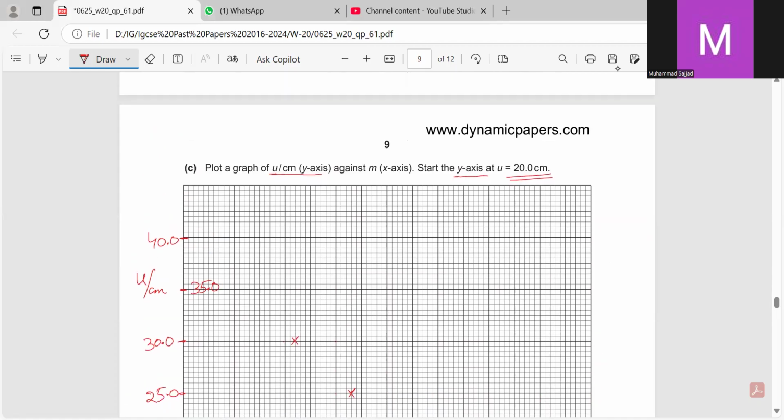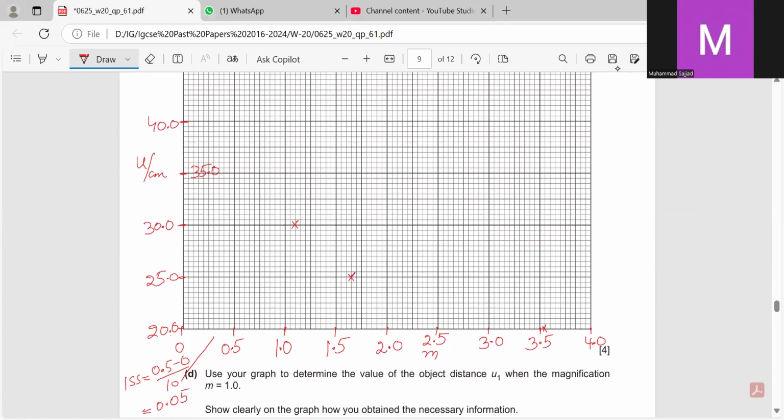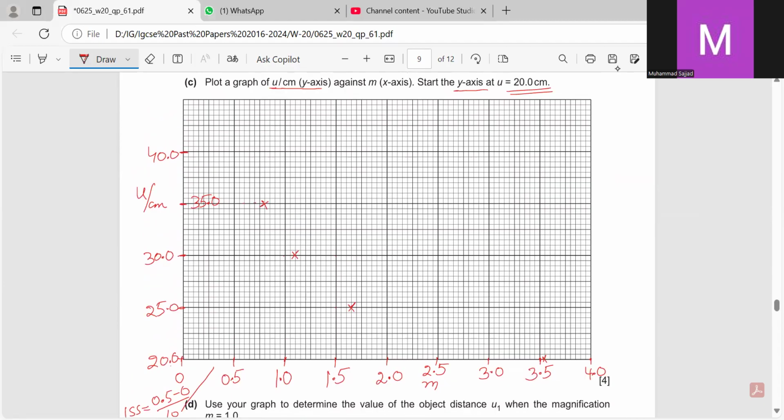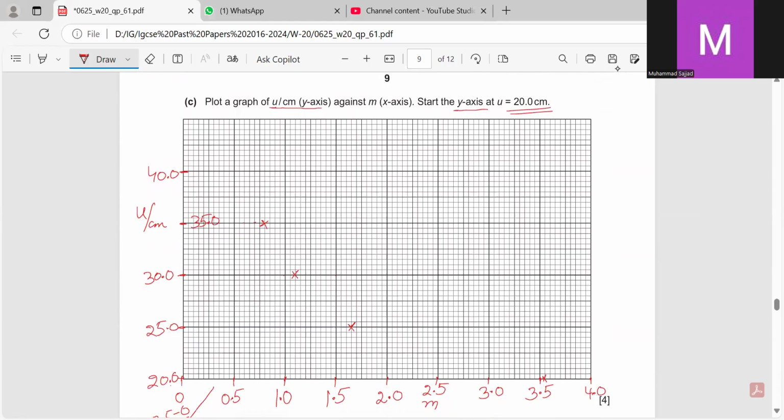Then the next value is 35 and 0.80. See, 35, this is 0.5, 0.6, 0.7, and this is 0.8. And the last value at 40 is 0.64. At 40, this is 0.5, this is 0.6, this is 0.65, so just ahead of it. So these are the values marked. Up to the moment we have scored 3 marks.